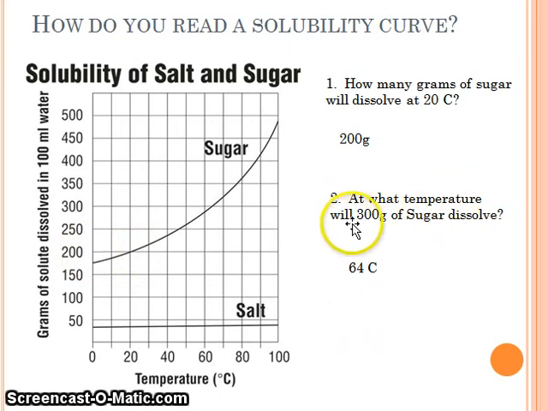At what temperature will 300 grams of sugar dissolve? Let's go to 300 grams here, go across until we hit the curve, and then go down, and we hit about 64 degrees centigrade. That is when that much sugar will dissolve in 100 milliliters of water. This concludes the notes for matter.